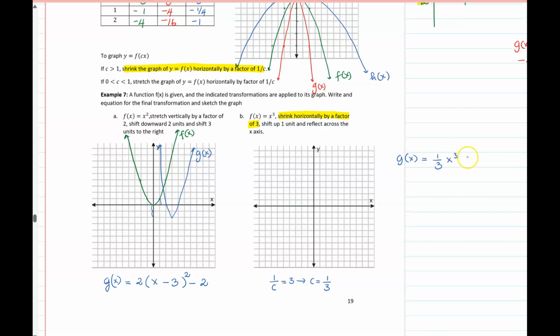Shift up 1 unit, so plus 1. Reflect across the x-axis. We reflect across the x-axis when we multiply -1 into the function. So then this equation becomes -1/3 x to the third plus 1. We will graph this, starting with the graph of f of x equals x to the third.